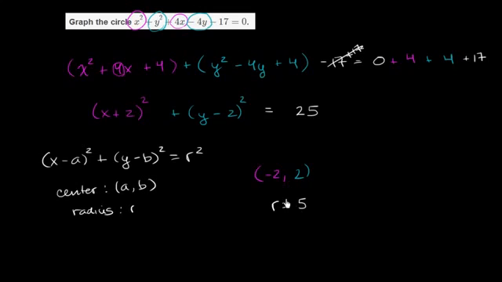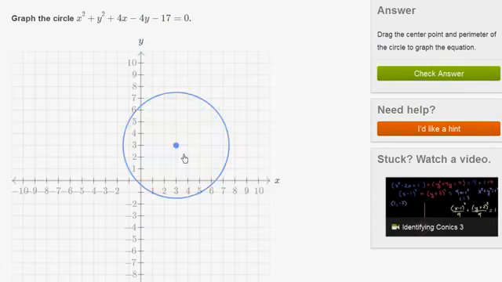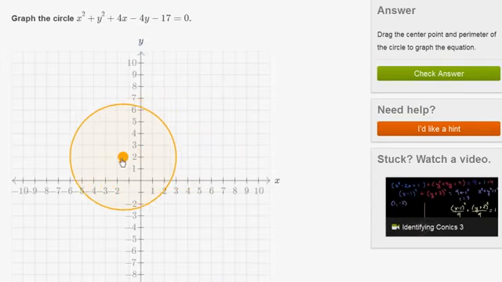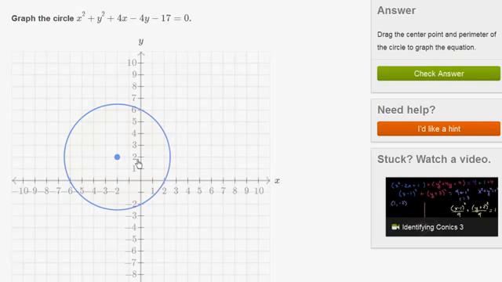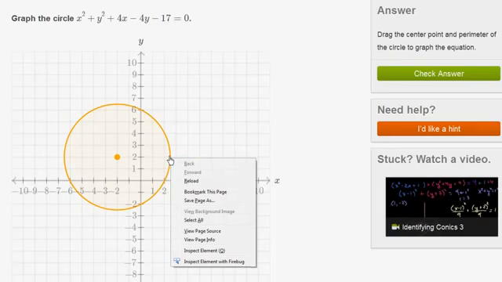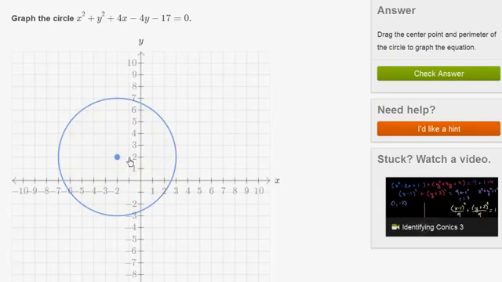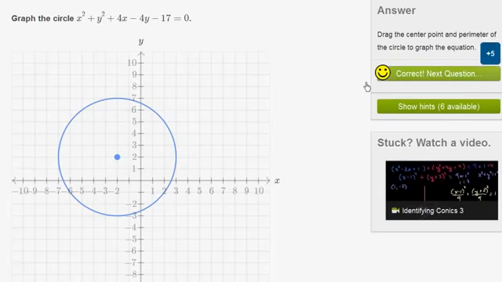So let's go back to the exercise and actually plot this. So it's negative 2, comma 2. So our center is negative 2, comma 2. So that's right over there. X is negative 2, y is positive 2, and the radius is 5. So this would be 1, 2, 3, 4, 5. So you have to go a little bit wider than this. My pen is having trouble. There you go. 1, 2, 3, 4, 5. Let's check our answer. We got it right.